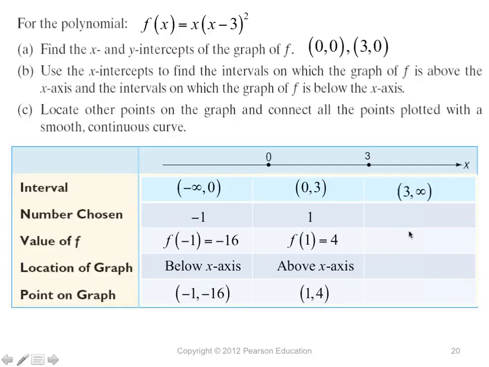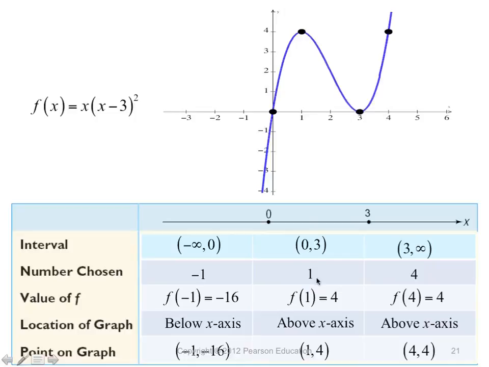Now onto our last interval, from 3 to infinity. A nice number in that interval would be 4. So we take it and plug it into our original. We plug our 4 in, and we get 4, which is above our x-axis, so our point is (4, 4). Now we take all of this information: our zeros, which are 0 and 3, and the new points we found, (1, 4), which is right here, and (4, 4), and (-1, -16), which is all the way down here, but it's not labeled. Then we connect it in a nice, smooth way so that we have our graph of our polynomial.